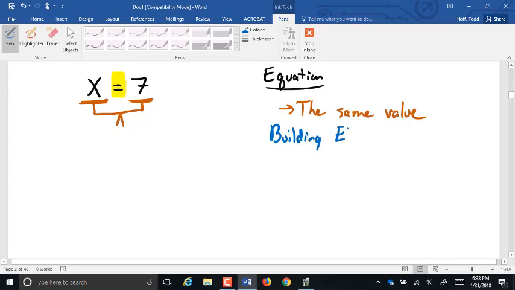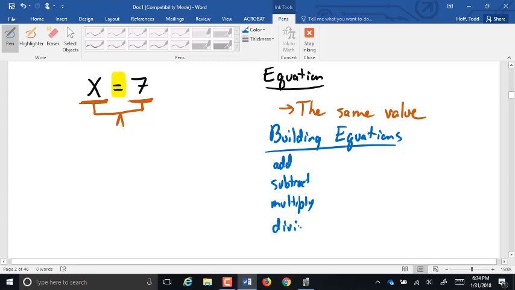Building equations, we can actually do any of our basic operations. We have add, subtract, multiply, divide. There are other operations we have. We have powers, roots, exponents, logarithms, trig functions, all sorts of things we can do. For this class, we're going to focus on these 6.